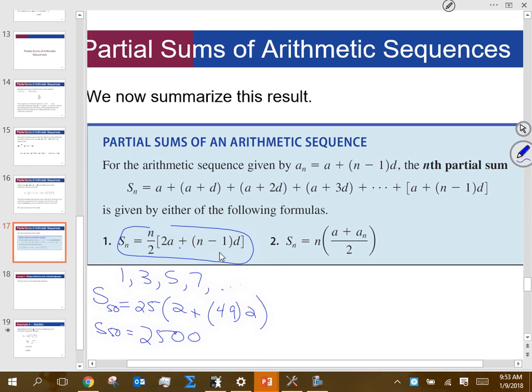2,500. So if you were to write the first 50 odd terms, 1, 3, 5, 7, all the way up to 99, that'd be the first 50 terms. If you do that, add them all up, you get 2,500. Is that doable? Okay.